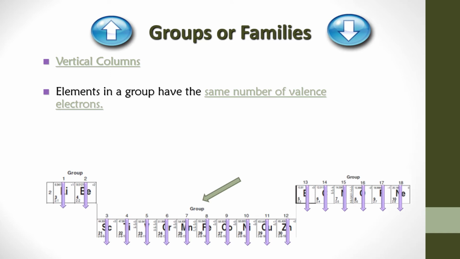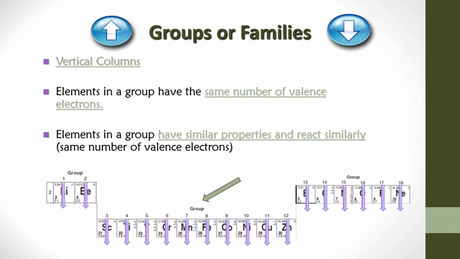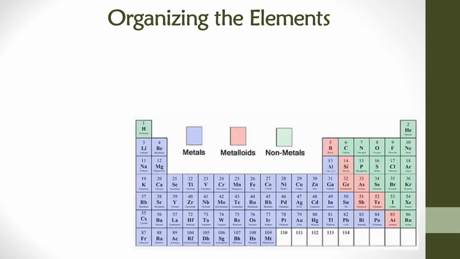And elements in one group will have the same number of valence electrons. So for example, all the elements in, let's say, group 13 are going to have 3 valence electrons. All the elements in group 17 are going to have 7 valence electrons. Now, because they have the same number of valence electrons, they are going to have similar properties and they will react similarly. Okay, and that is exactly what the periodic law said.